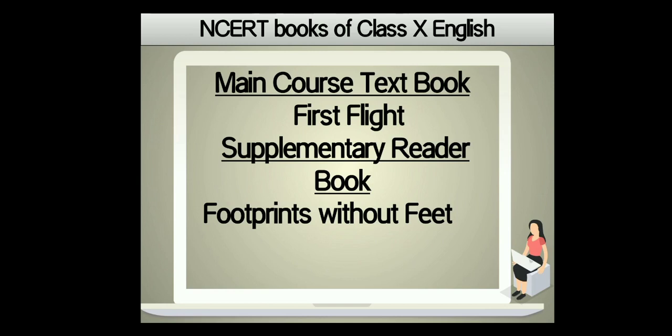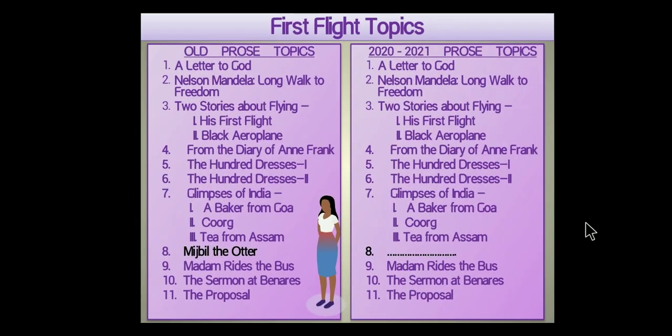So let's move on. Main course book, that is the textbook, First Flight. Have it handy, with a pencil or paper. Second is the supplementary reader book, Footprints Without Feet. Let's check what exactly is being done. Around 30% of the syllabus from both the books has been reduced, and nearly 50% of your paper is going to be all about MCQs, that is multiple choice questions.